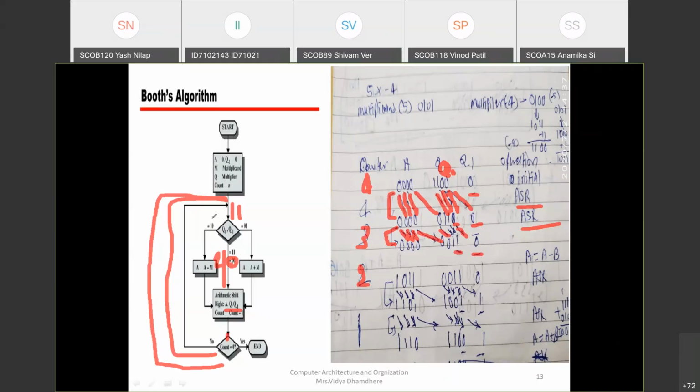So 1, 0 is there. So we need to perform the A is equal to A minus M operation here. A is initially 0 and what is your minus M value? That is the multiplicand.